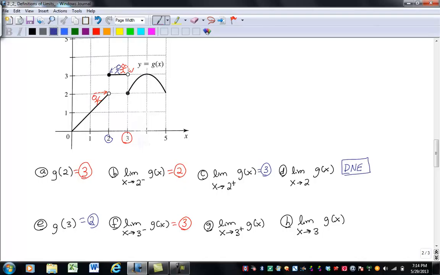Now the next one is, find the limit as I approach 3 from the right of g of x. So I look at 3 and I move a little bit to the right and stand on the graph. And I look over at 3 and I try to see what y value I think I'll get. And when I look over at 3, it looks like my y value will be 2. So the limit from the right of 3 looks like y equals 2.